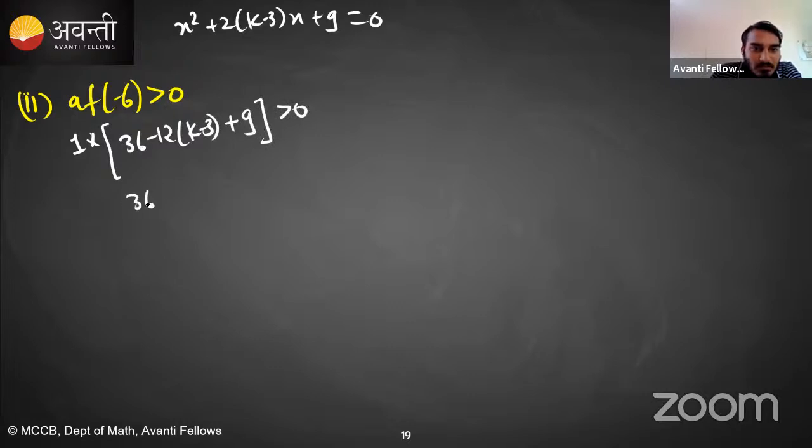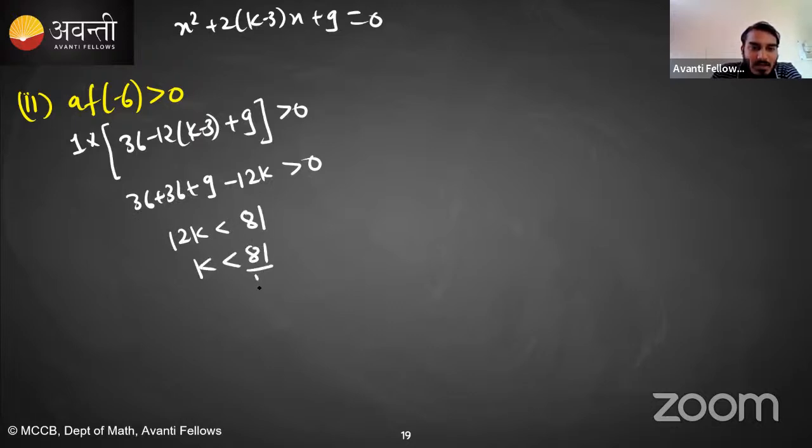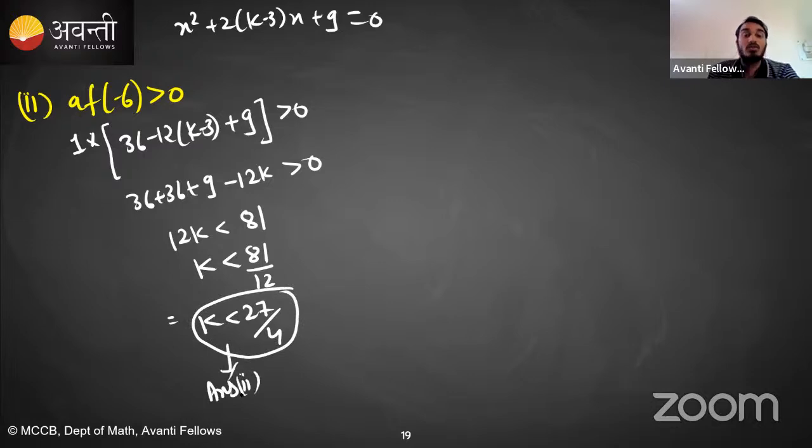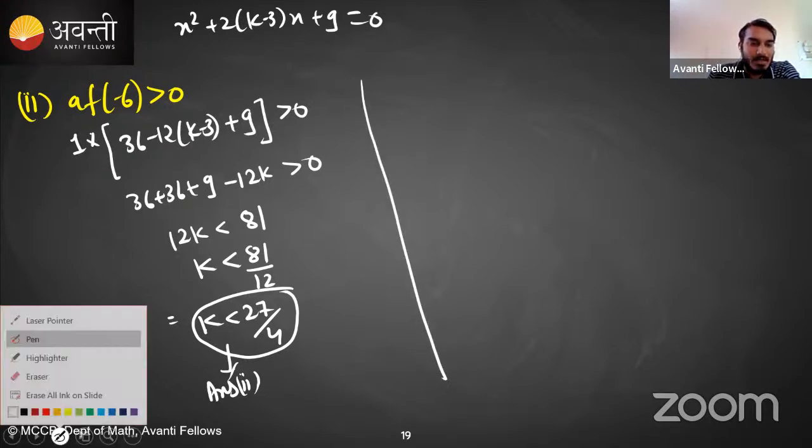This will become 36 plus 36 plus 9 minus 12k greater than 0. So 12k is less than 36 plus 36, 72, plus 9, 81. So k is less than 81 by 12, which is nothing but k less than 27 by 4. Right? So this is your answer 2. So when I did a into f of minus 6 greater than 0, I got k less than 27 by 4.